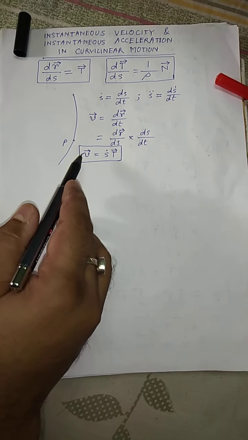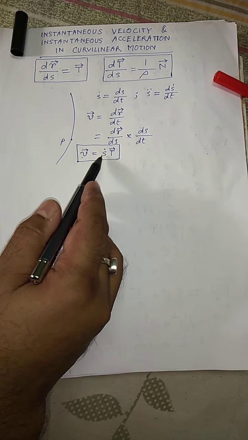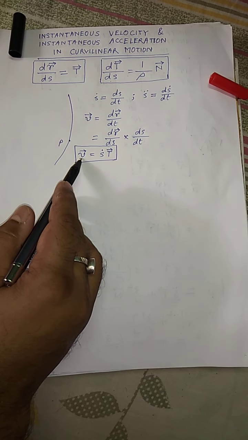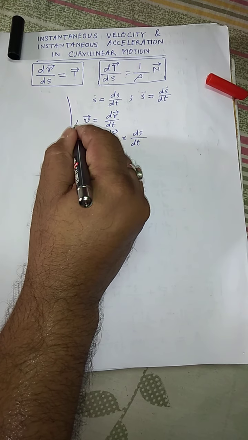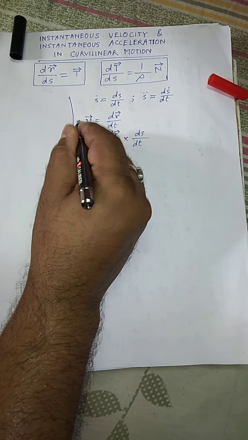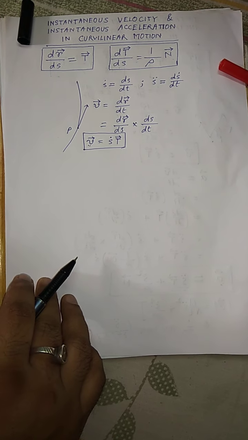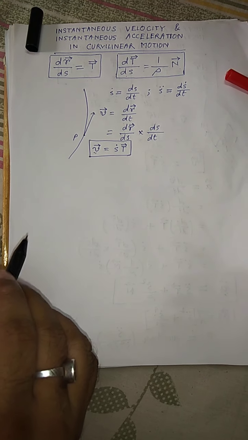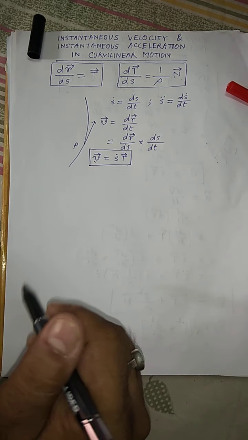The magnitude of the instantaneous velocity is equal to the instantaneous speed of the particle, and the velocity is directed along the tangent drawn to the curve at point P. Now let's find the expression for the instantaneous acceleration of the particle at point P.